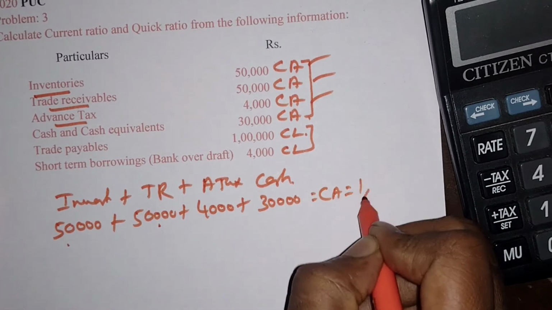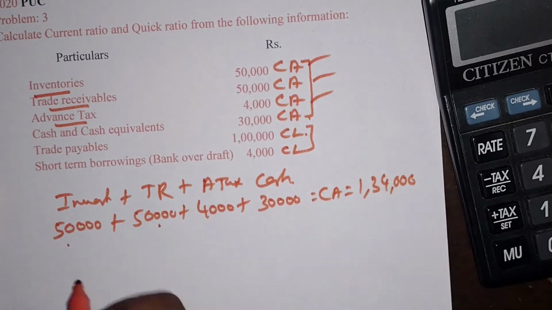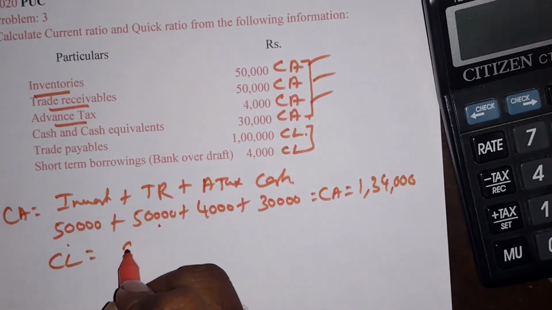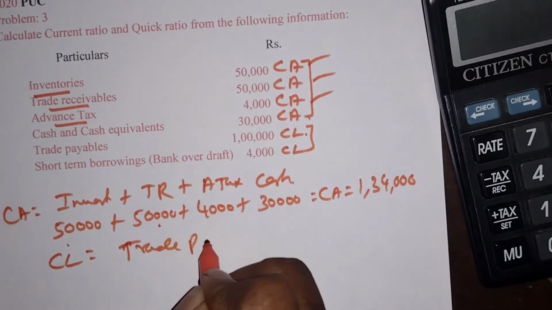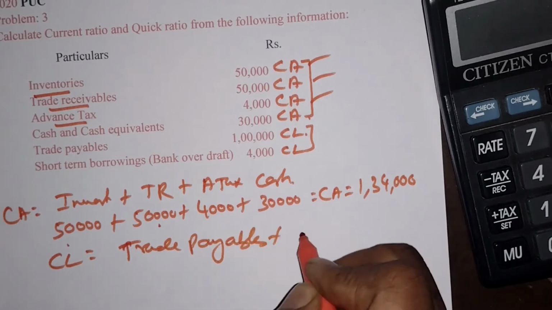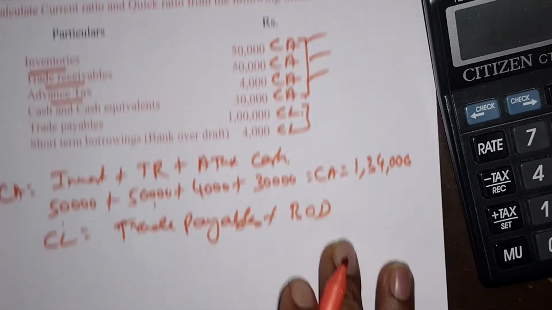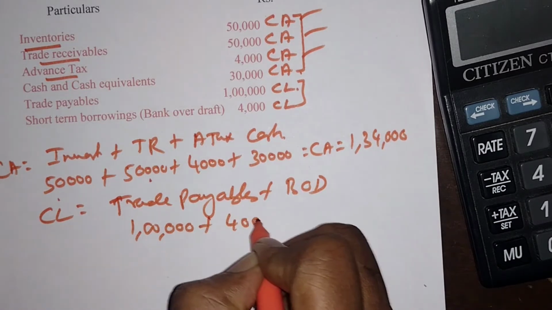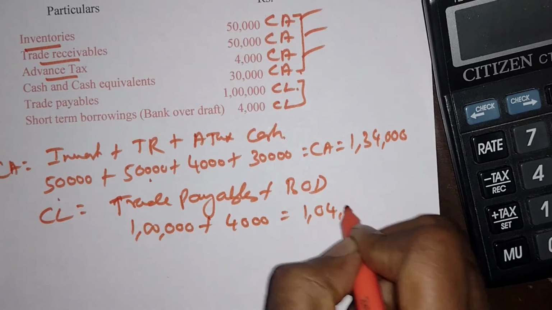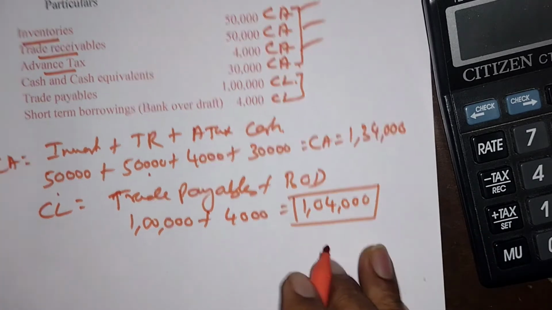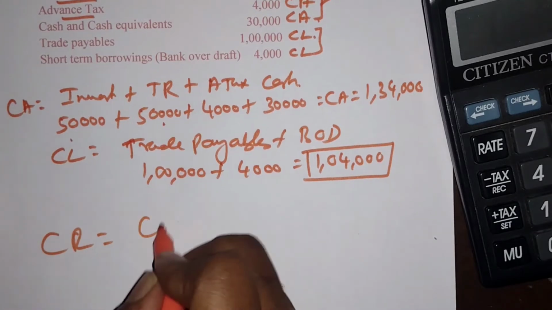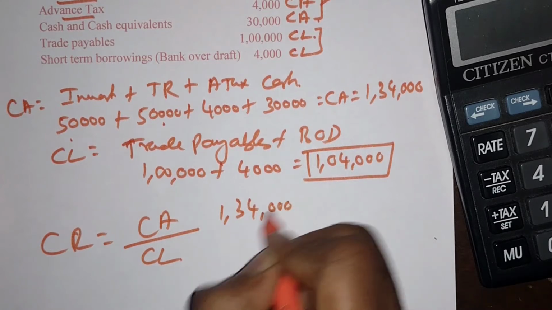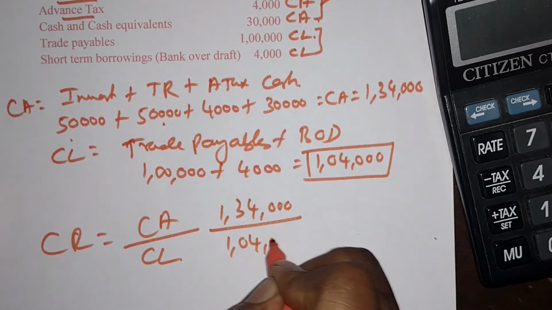Total current asset is equal to 1,34,000. And current liabilities: one is trade payables plus BOD. The trade payables given in the problem is 1 lakh plus BOD is 4,000, equal to 1,04,000. Therefore, current ratio is equal to current asset divided by current liabilities, 1,34,000 divided by 1,04,000.